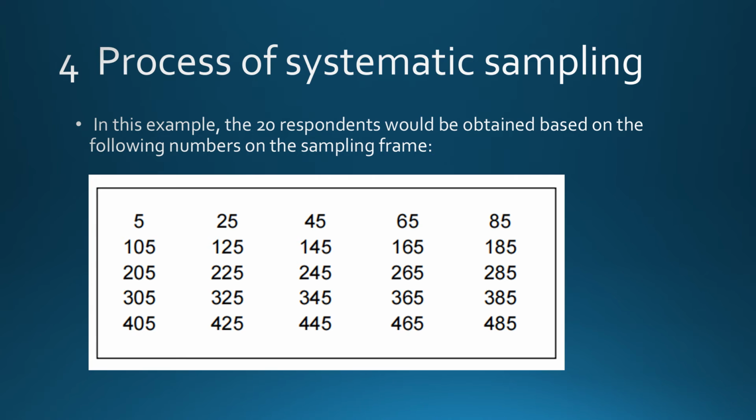Process of systematic sampling. In this example, the 20 respondents would be obtained based on the following numbers on the sampling frame.